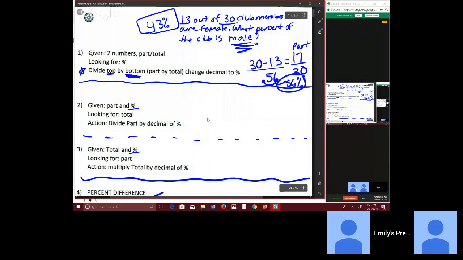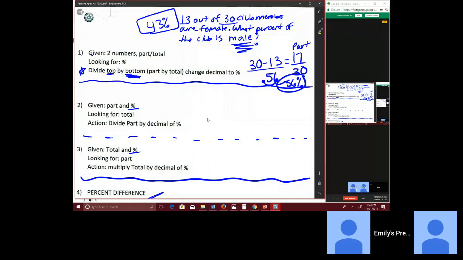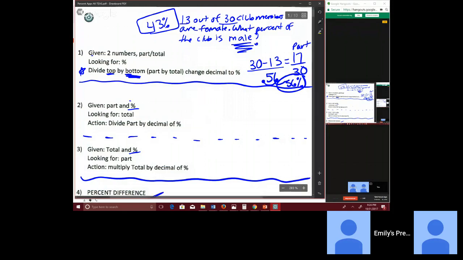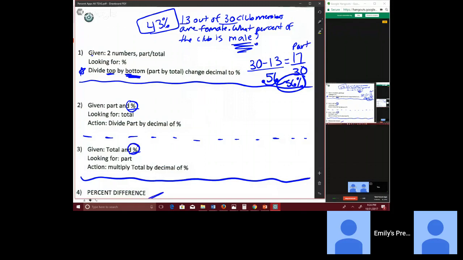So that's scenario 1. Scenario 1 is a lot different from all of the others than scenario 2 and 3 are with each other. In both scenario 2 and scenario 3, you will immediately notice that there is a percent given. So one of your two pieces of info that you already have will be a percentage. If one of your givens is a percentage, that will make these look a lot more similar, because the big defining characteristic of scenario 1 is it doesn't have a percentage. That makes it much more obvious that you're dealing with a scenario 1.